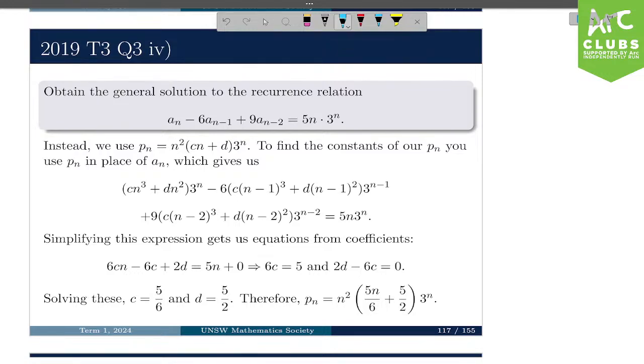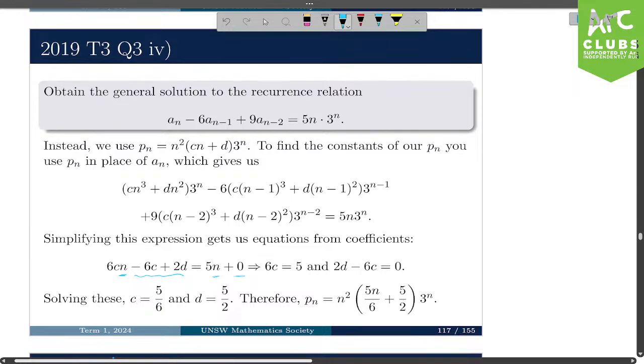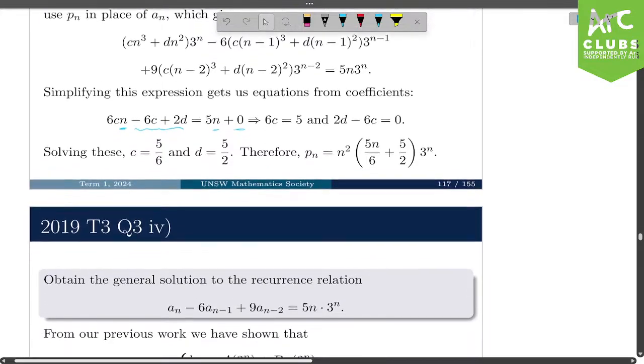So we compare the n terms. We note this 6c is equal to this 5 here. So 6c equals 5. And we note that this minus 6c plus 2d is equal to 0 here. So 2d minus 6c equals 0. So if we solve this, we get the values c equals 5 on 6 and d equals 5 on 2. So our Pn is n squared times (5n on 6 plus 5 on 2) times 3 to the n.